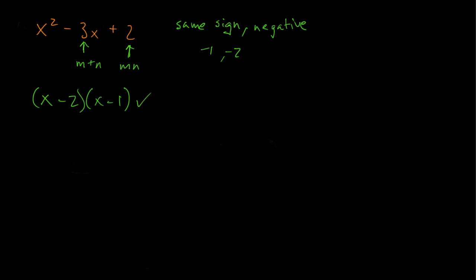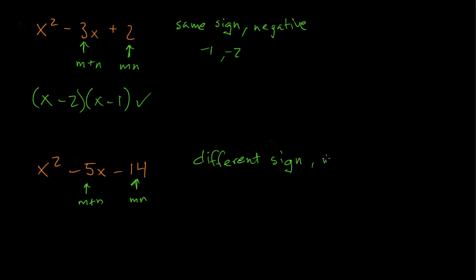Let's try another one. To factor x squared minus 5x minus 14, again, I need to find the two numbers that multiply to negative 14 and add to negative 5. Well, again, let's think about the numbers. If they multiply to make a negative, then they have to be different. They have to have different signs. And if they add to a negative, that means the negative has to be bigger than the positive. So the negative is the bigger number. All right. Well, that helps me choose my numbers.